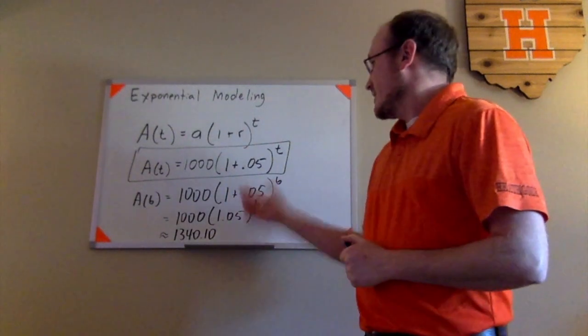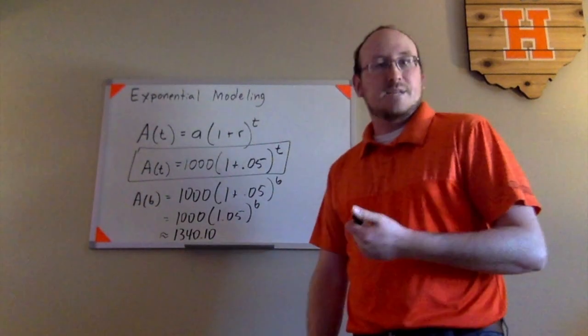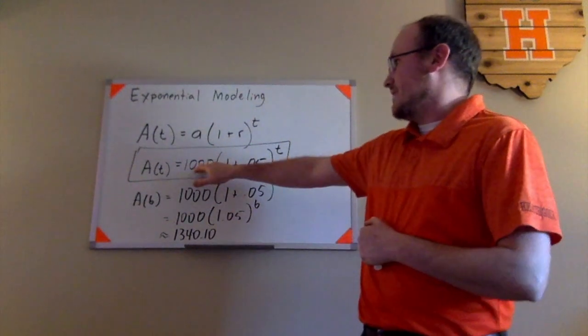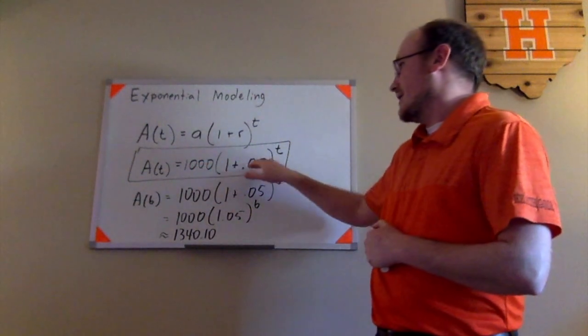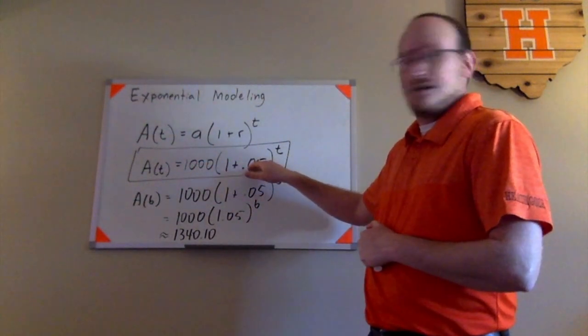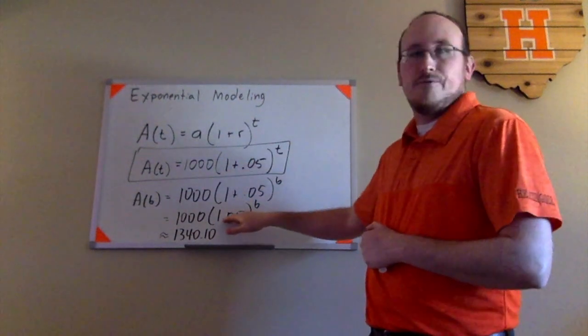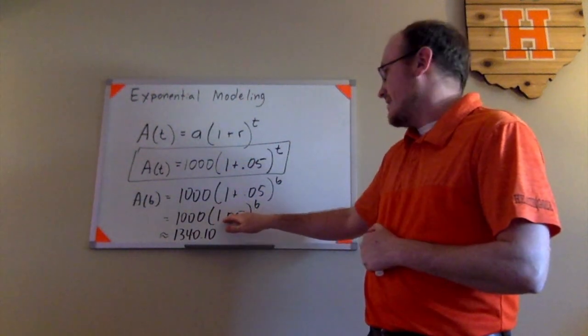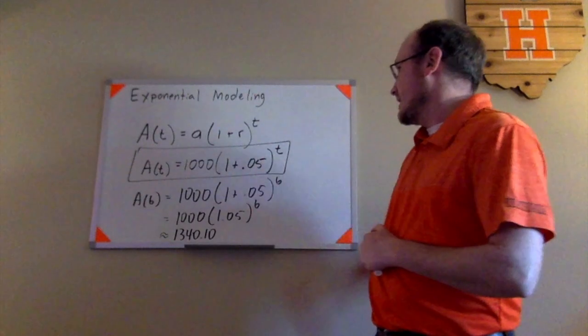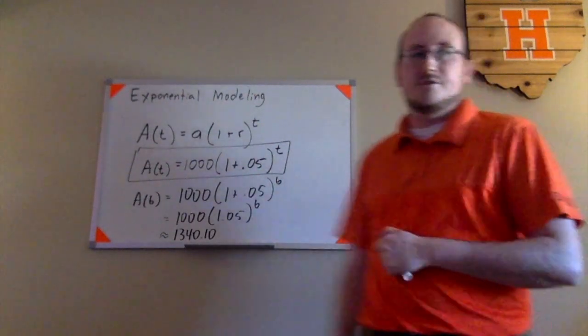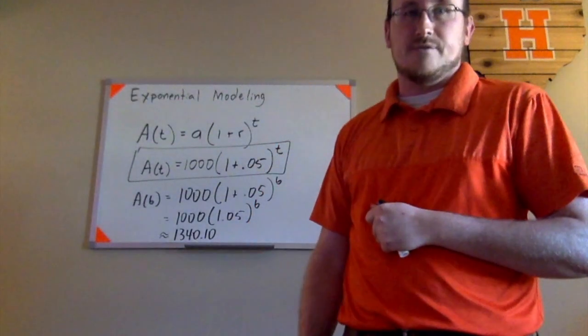So there's a problem where we had to set up an exponential model. We had to know the initial value. We had to take our growth rate to go ahead and create this growth factor of 1.05, and then we had to go ahead and plug in our value of 6 to find the value of the account after 6 years.